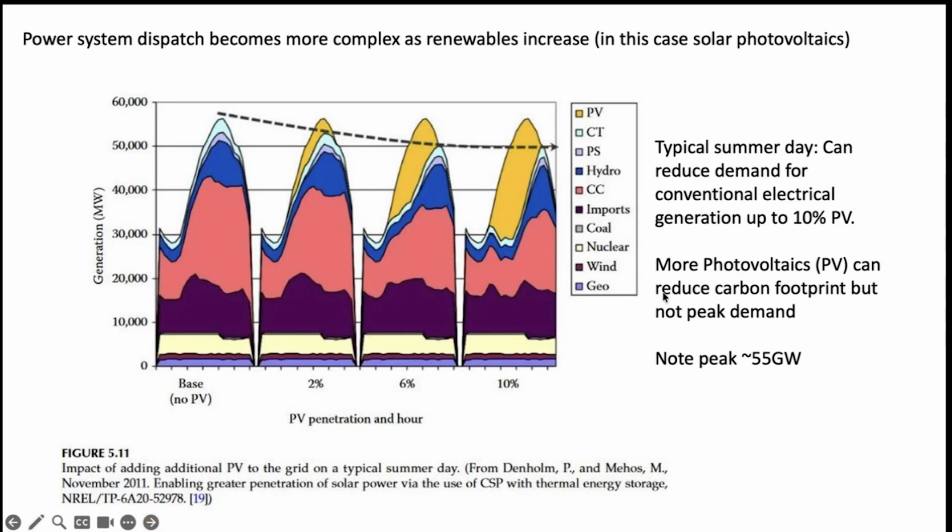So the point is that more photovoltaics can reduce the carbon footprint, but not peak demand. The peak demand still has to deal with that. And so the question is, how much solar photovoltaics can you add before there starts to be a stress on the grid? And that's something the Texas legislature has been addressing.